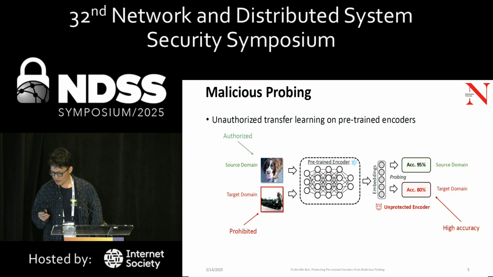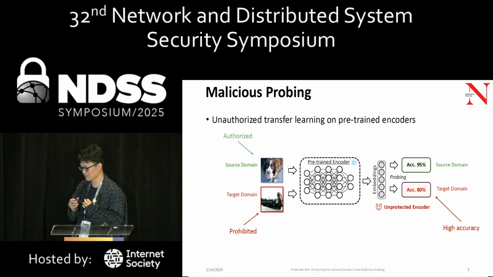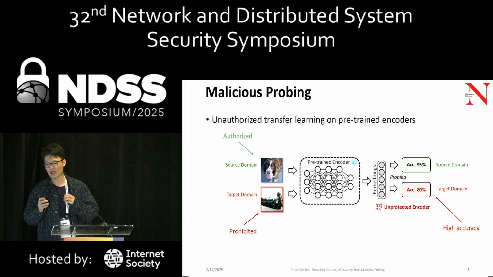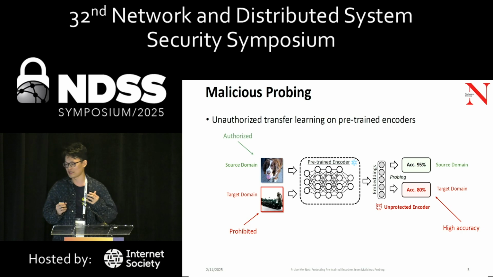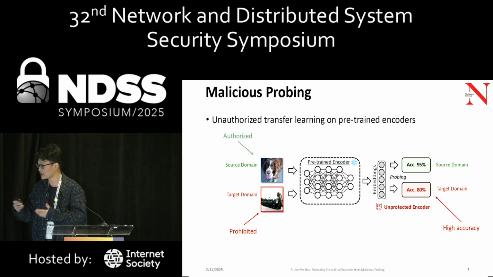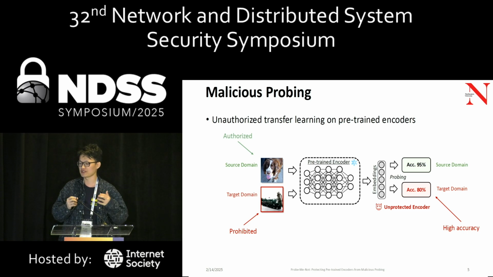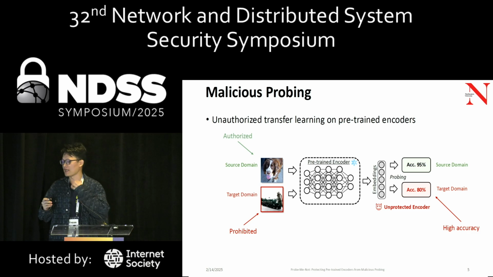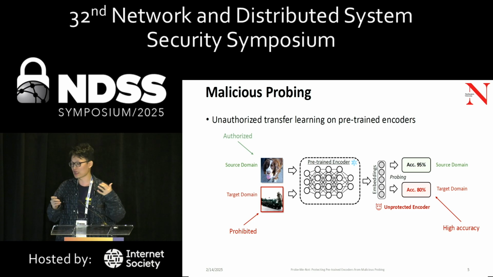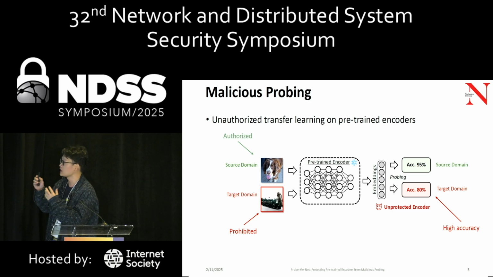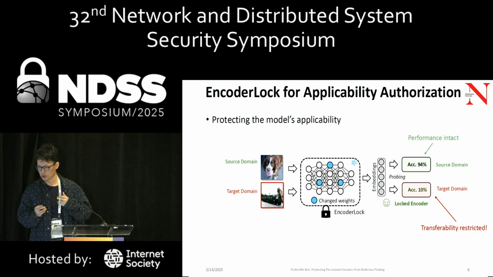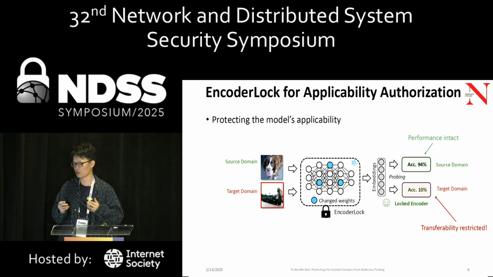Let me put this into an example for a classification model. We define source domains, which are authorized by the model's provider, such as the domain the model was originally designed for. And we have so-called target domains, which are prohibited. If the pre-trained encoder is not protected, any user can query it and get very high accuracy on both source and target domains. What we do is propose a protection framework called EncoderLocker.